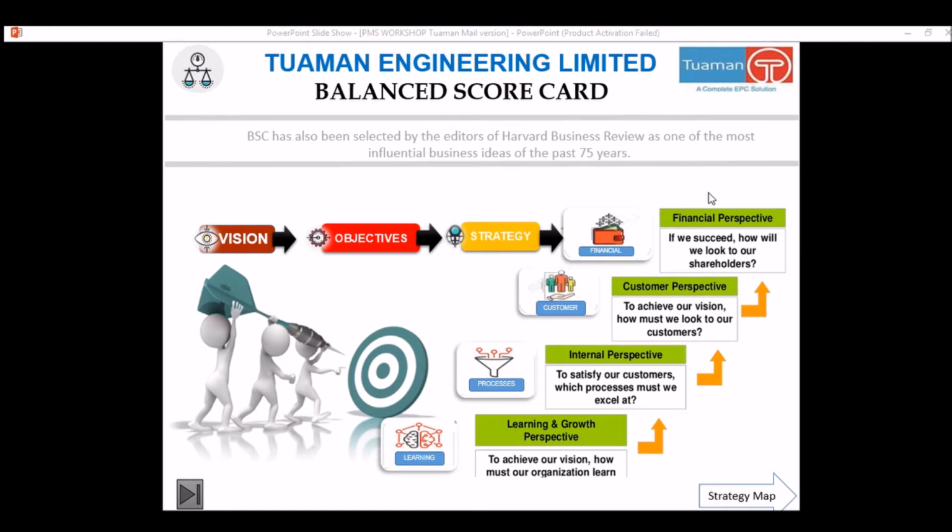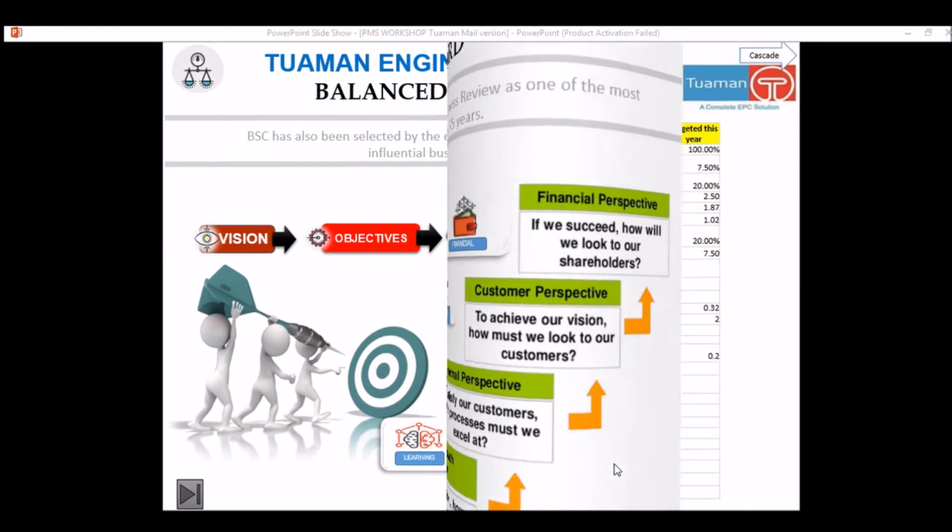The financial perspective says if we succeed, how will we look to our shareholders? Customer perspective says to achieve our vision, how must we look to our customers? For internal processes, it says to satisfy our customers, what processes must we excel at? Learning and growth perspective says to achieve our vision, how must our organization learn?